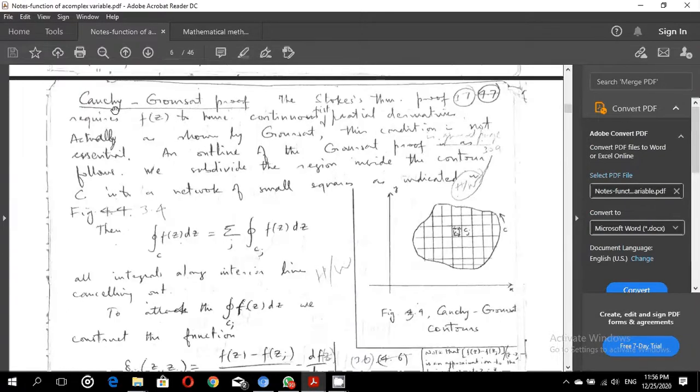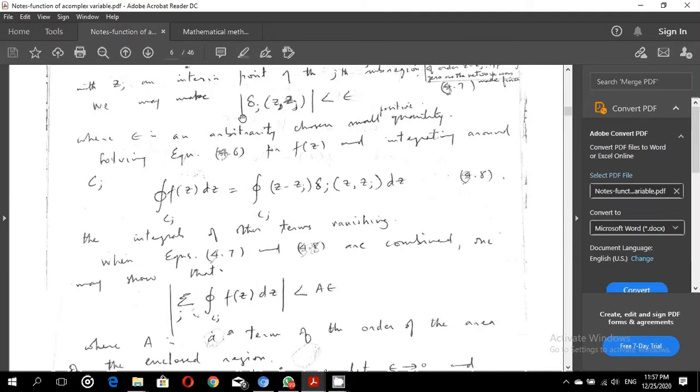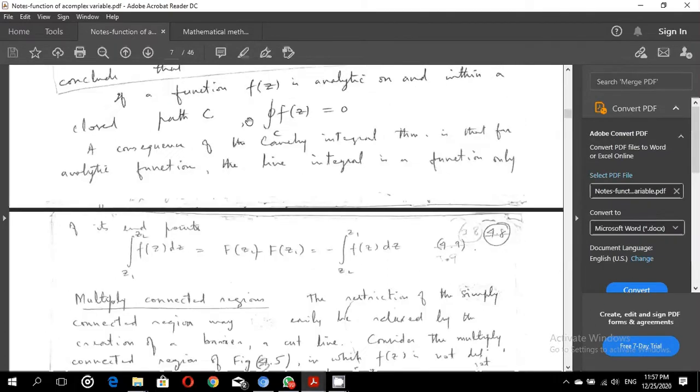There is another proof over here, the Cauchy-Goursat proof, which you can go through yourself, but the result is the same. So we have given the statement as well as the proof of the Cauchy integral theorem. Now this statement was with reference to the simply connected region.